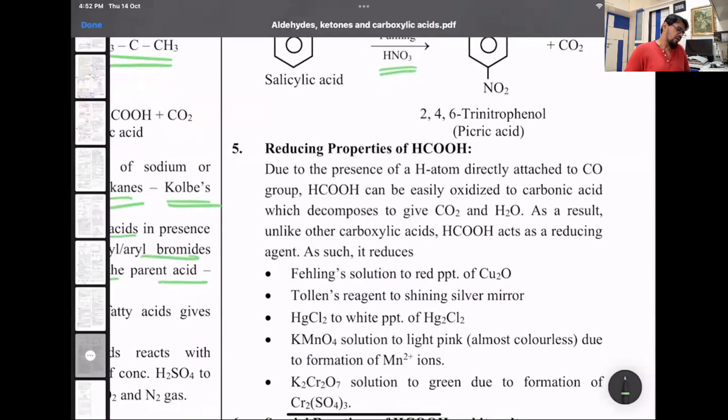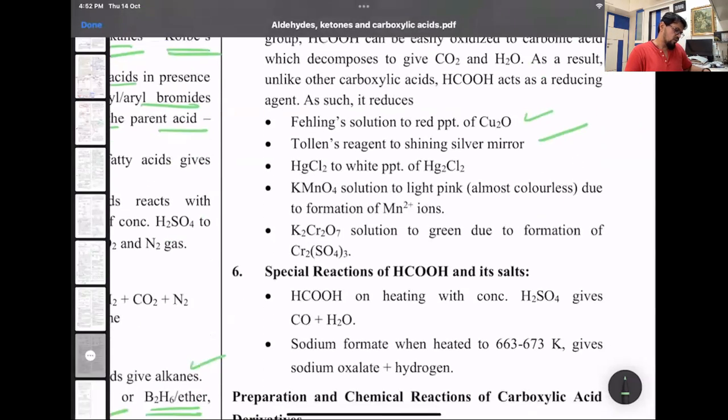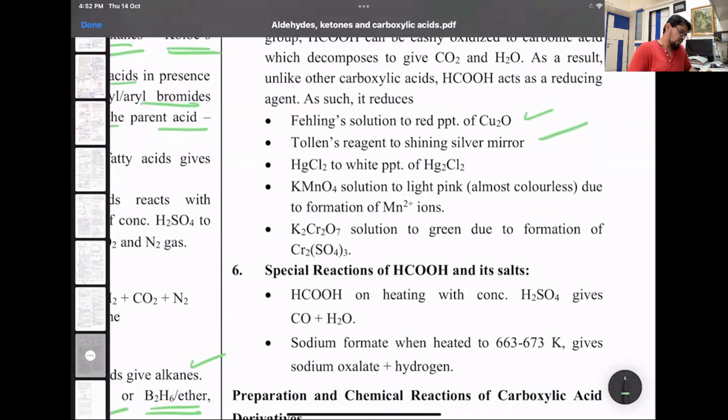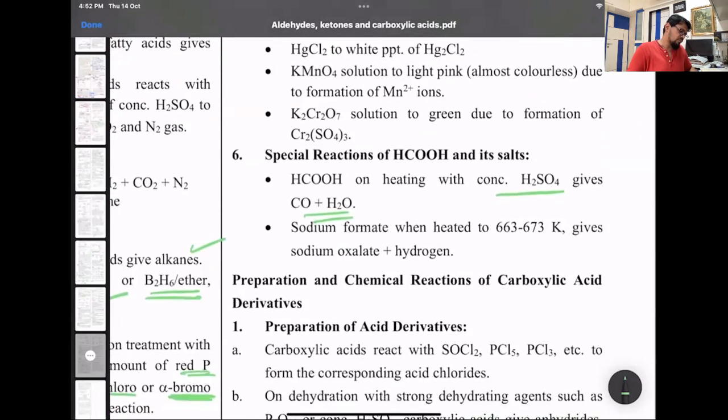Then reducing property of formic acid. Now keep in mind, formic acid is the only acid which has an aldehydic group. So look at that. There is an aldehydic group over there. Okay, so it reduces Fehling solution, Tollens reagent. These two important. Same way with KMnO4, dichromate, all this is fine. Formic acid with conc H2SO4 on heating gives you CO plus water. Sodium formate gives sodium oxalate plus hydrogen.